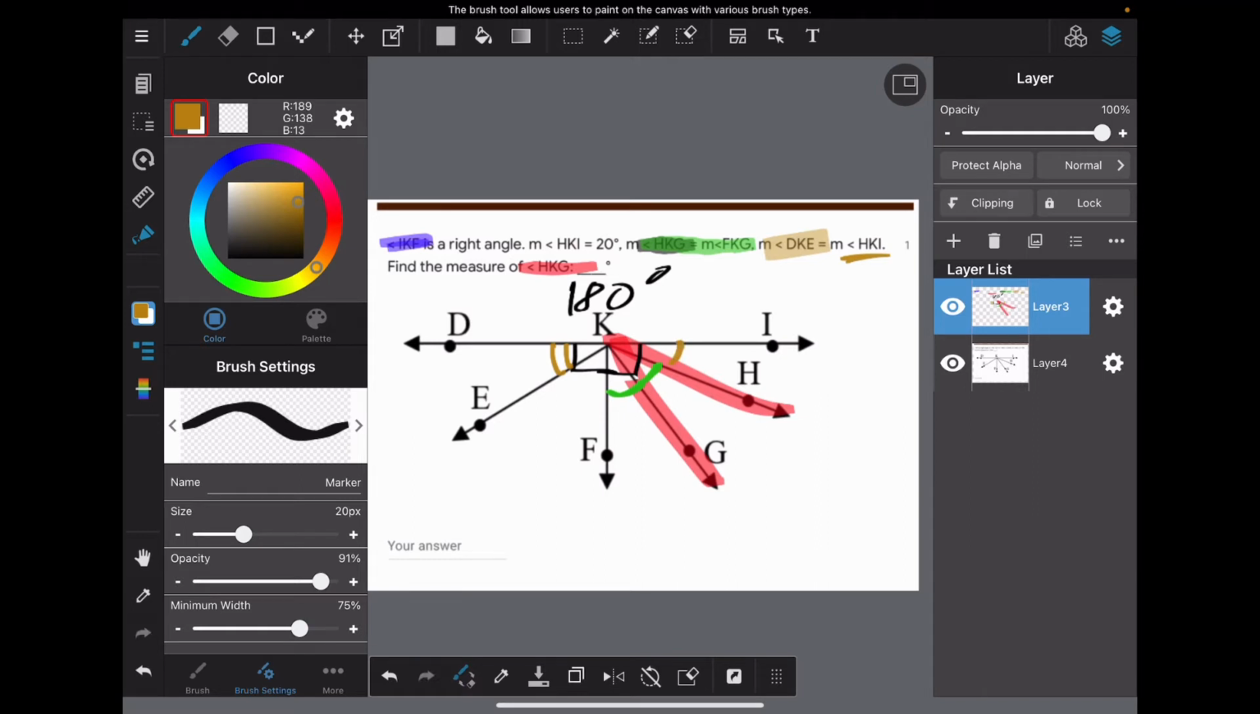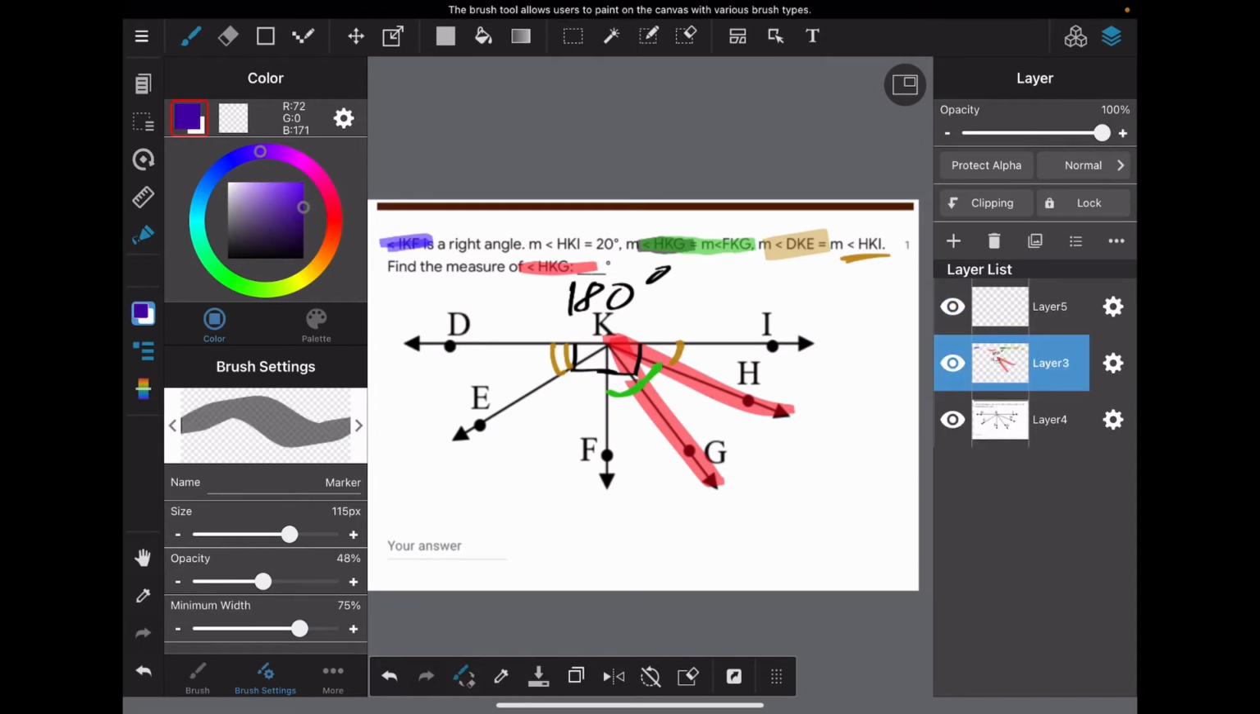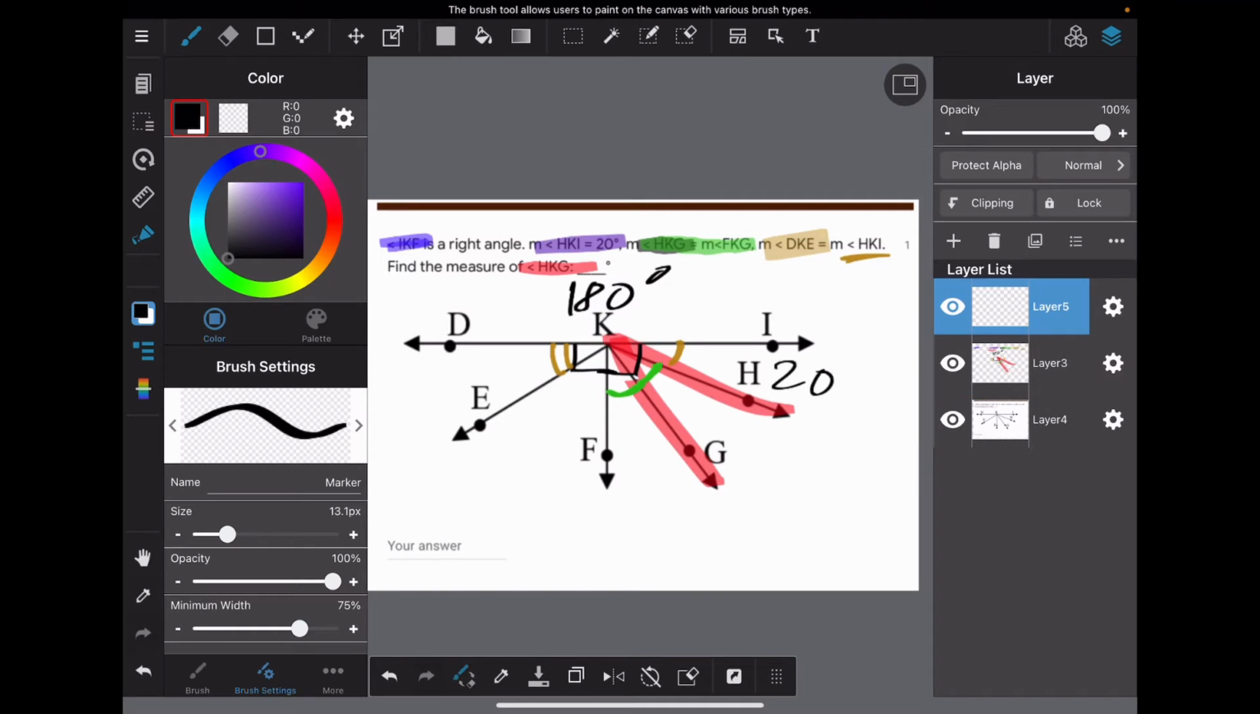So now that we have all this information, what can we do with it? Well, we also know that the measure of HKI right here is 20 degrees. So I'm going to mark that HKI is 20 degrees. And just write us a little 20. And we know that DKE is congruent to HKI, so DKE also has to equal 20. And we also know, of course, that these guys are congruent. So how can we find this angle here? EKF.